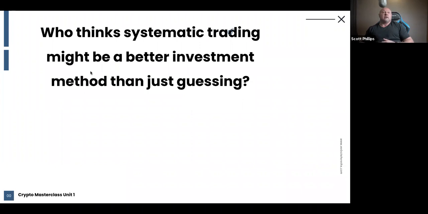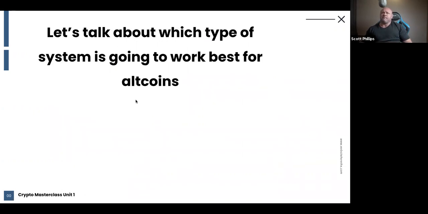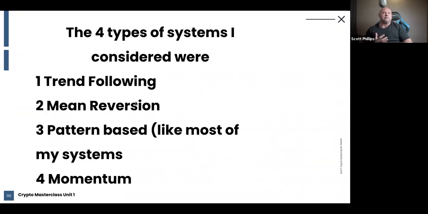So who thinks that you might be able to find a systematic method of choosing these things that's better than just guessing? So let's talk about which type of system we could consider. The first one I considered, the obvious thing, was trend following systems, because we get strong trends in crypto. The second one is mean reversion, which I considered from the long side only. You never want to short a bull market. The third type of system I considered were pattern-based, which are like most of my current systems. And the final type of system is momentum.